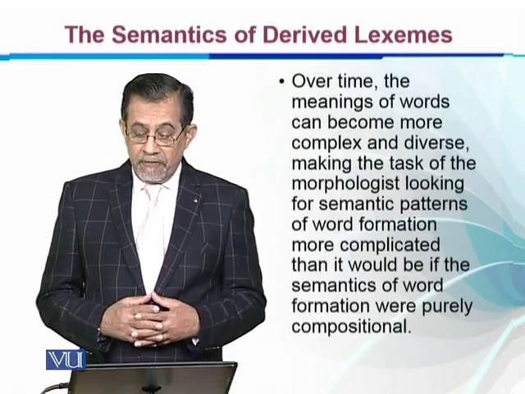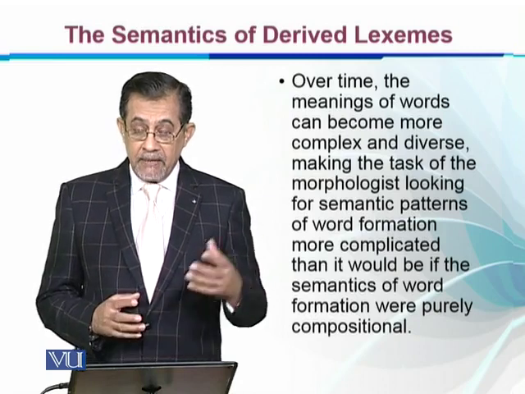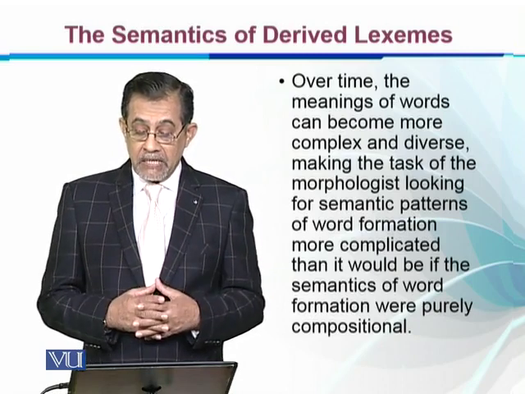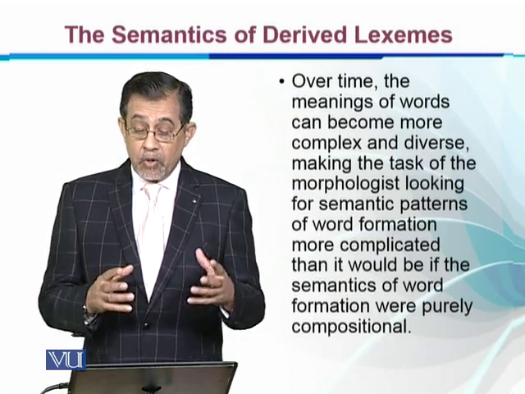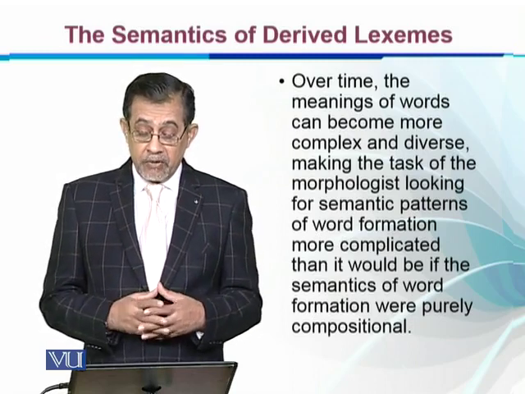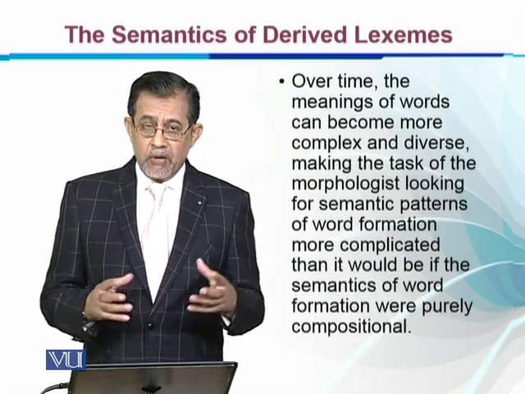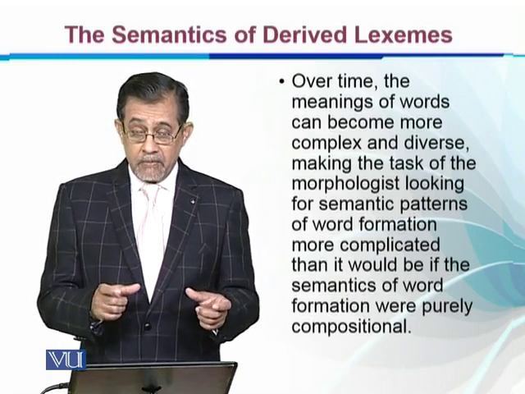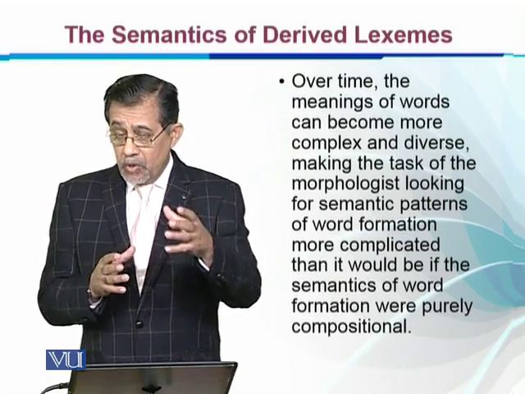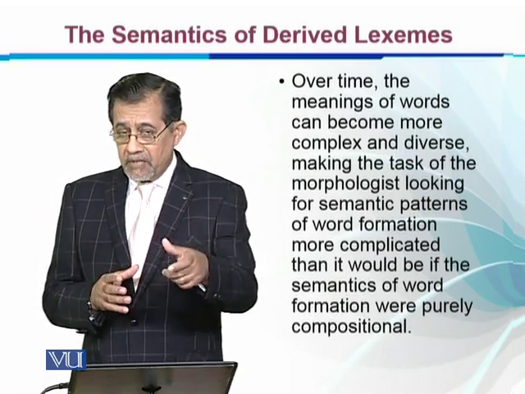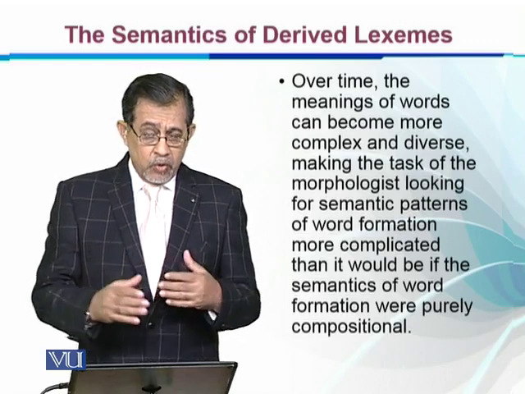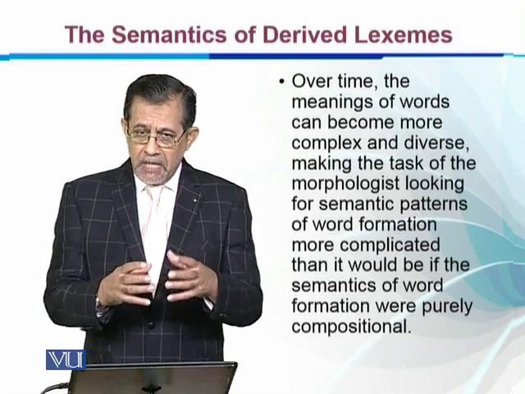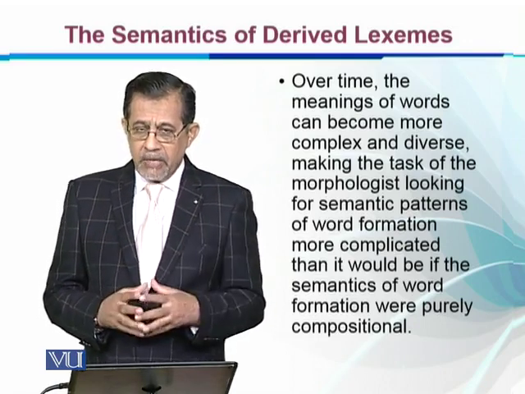Over time, the meanings of a word can become more complex and diverse, making the task of the morphologist looking for semantic patterns of word formation more complicated than it would be if the semantics of word formation were purely compositional, the way we compose the structure of a sentence, because there is no intrinsic relationship between the signifier and the signified. So the word, as a result of history, has acquired different shades of meaning. So for the morphologist, things become very difficult.